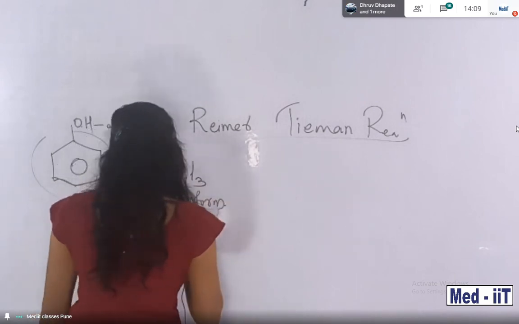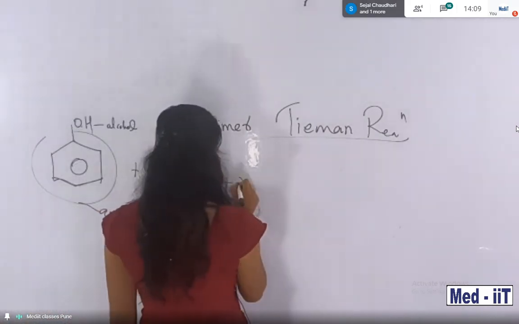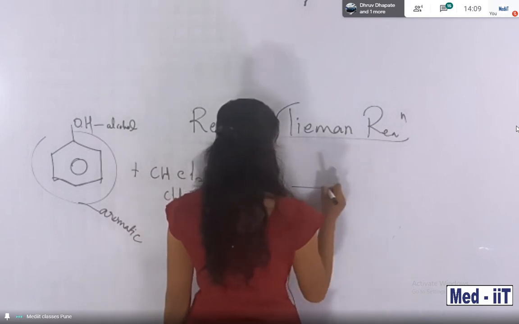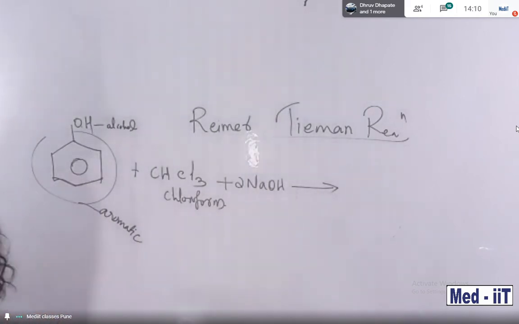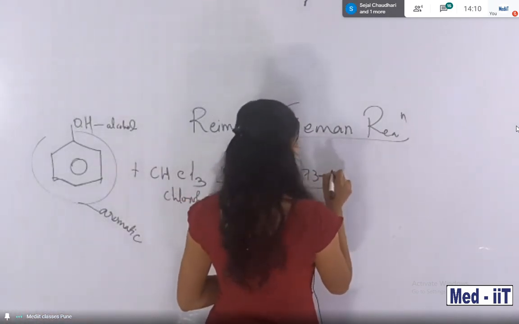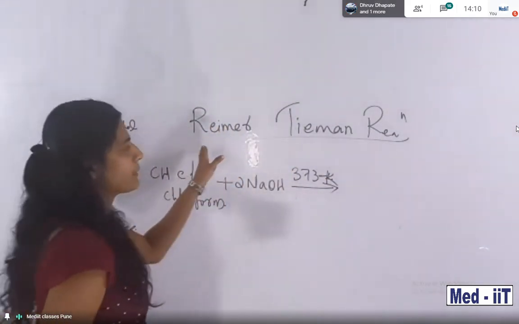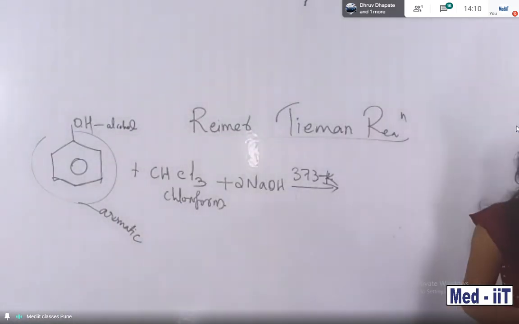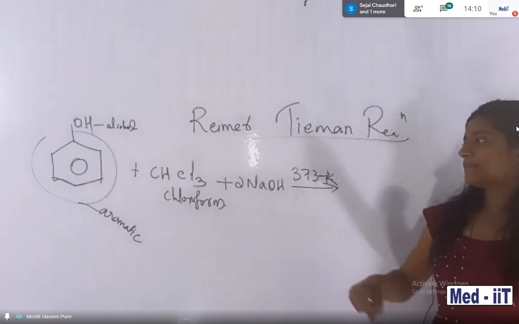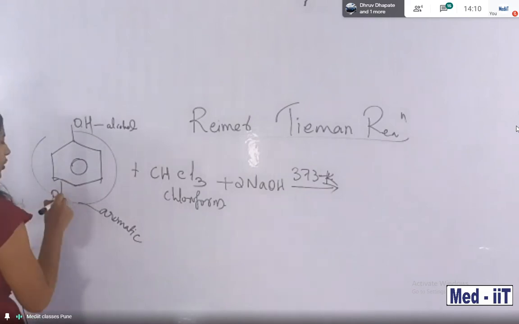Both are combined together in the presence of NaOH, sodium hydroxide, also there. Aromatic alcohol in the presence of chloroform, and the proper temperature is 373 Kelvin. Suppose these are the conditions for this reaction. Reimer-Tiemann reaction is a famous named reaction. So here is the benzene group, phenol. This is called what? Phenol, an aromatic alcohol, commonly called phenol.